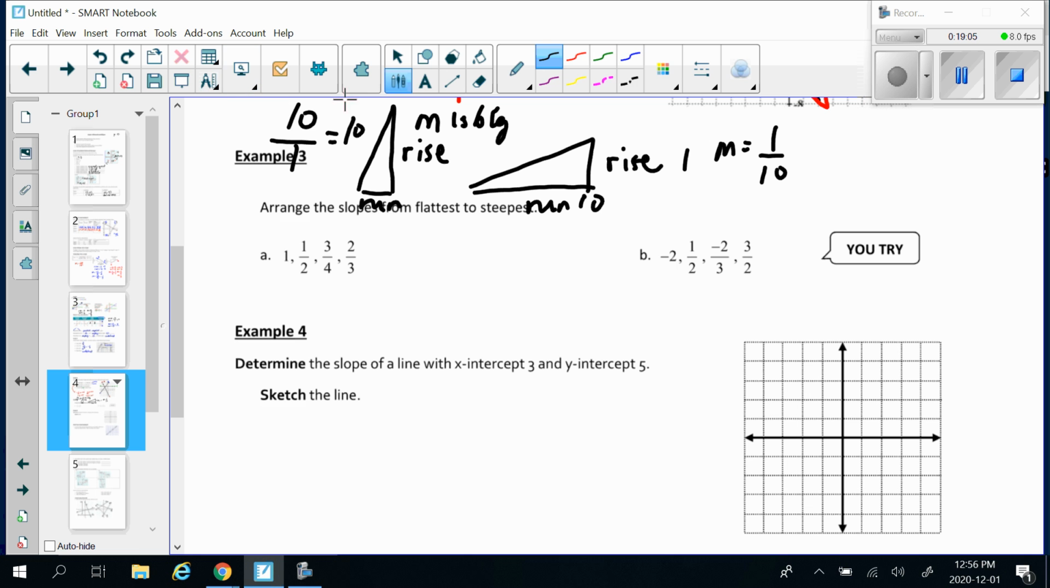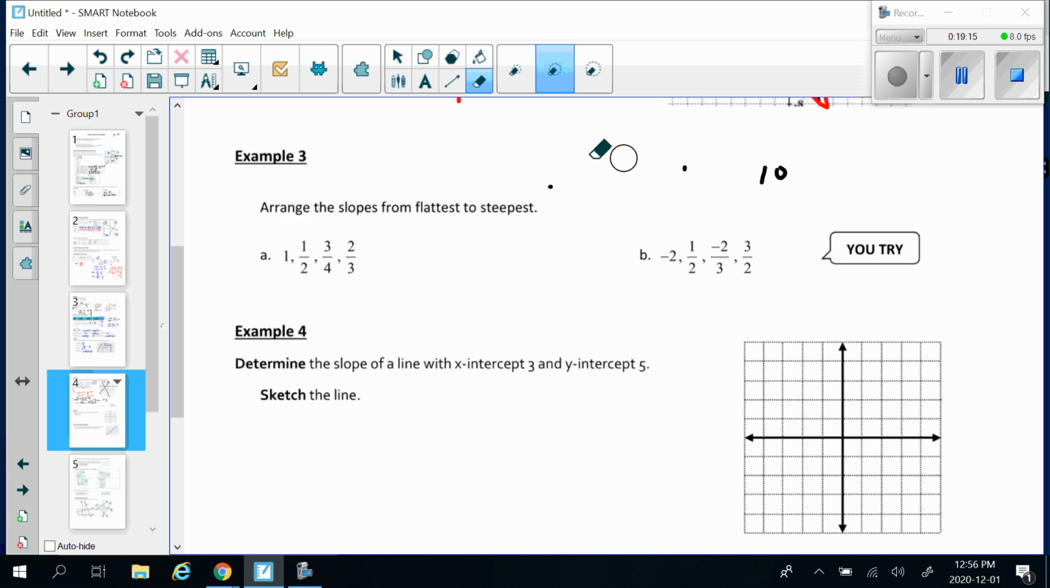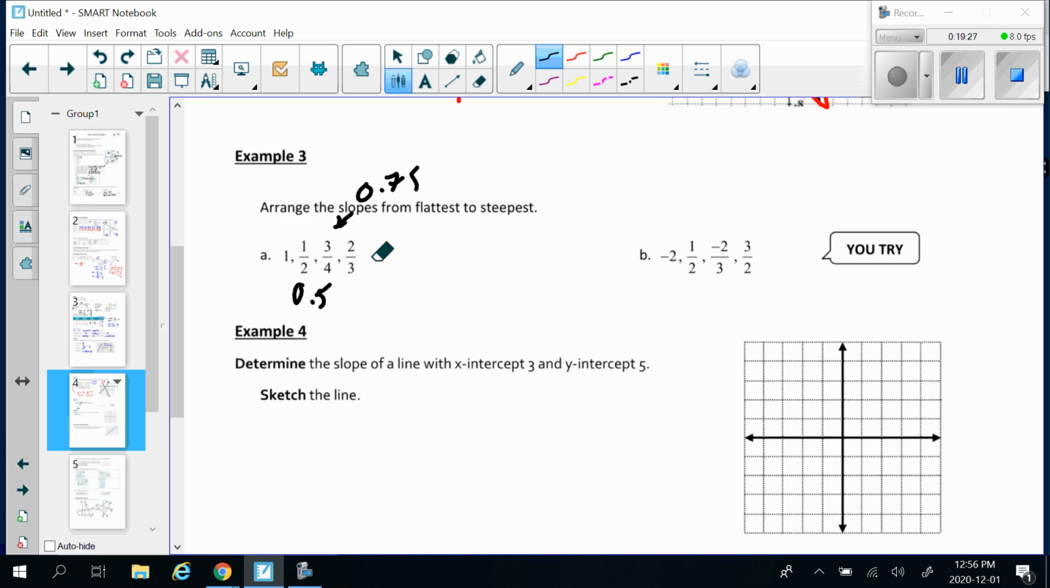So really all they're asking you to do is put these in order from the biggest magnitude to the smallest magnitude. So if you wanted to use a calculator to help you determine what the decimals are, that might help you with the fractions if they get a little tricky. But you know that this is 1, that's about 0.5, this one's about 0.75, and this one's about 0.67. So really, the flattest slope is going to be the 1/2. That's the smallest slope, followed by the 2/3, followed by the 3/4, followed by 1.